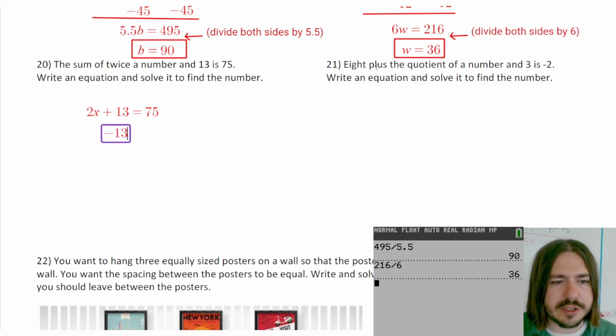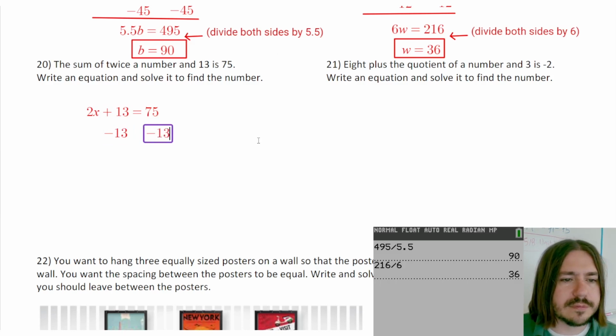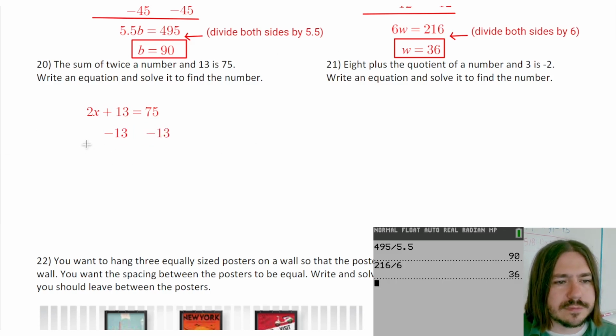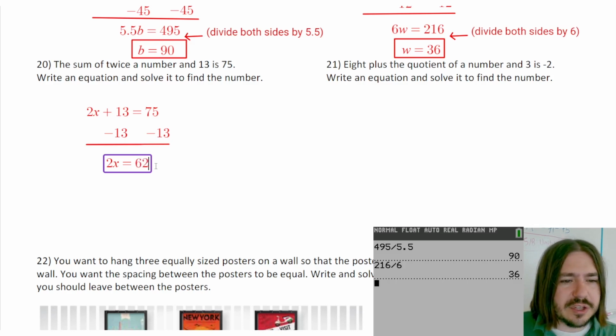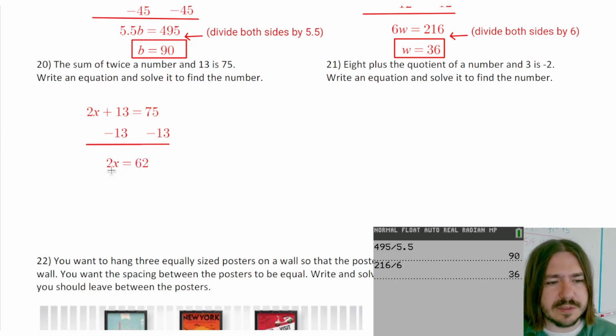So we're going to subtract 13 from both sides. That leaves us with 2x equals, what would that be, 62? And then we're going to divide both sides by 2.